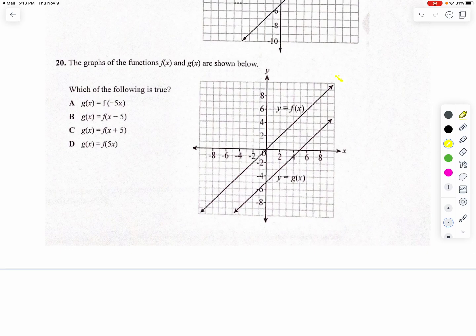For 20, it says which of the following is true? We got 2 graphs here. Remember, this is the parent because it's going from corner to corner and directly through the origin. And this is the transformation. It's actually just like the previous one. Notice how it went right 5. So you have to look at these different equations and say which one means right 5. And it's the opposite of what you think. You may want to say, oh, it's C because it's plus 5. It's not. It's B because it's the opposite of what you think.